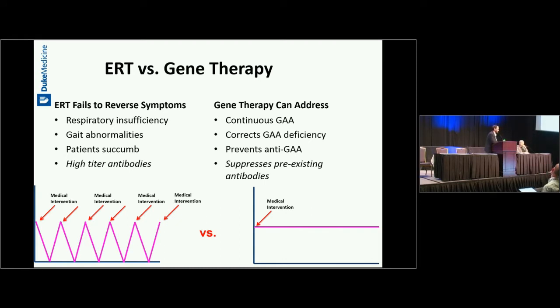If we were to contrast then ERT with a successful gene therapy, ERT is known to not completely reverse the disease symptoms of Pompe disease. There's residual respiratory insufficiency, gait abnormalities, patients succumb, and in a subset of those patients there are high titer antibodies that interfere with the uptake of GAA. And there's a need for a repeat and inconvenient and expensive treatment here with ERT.